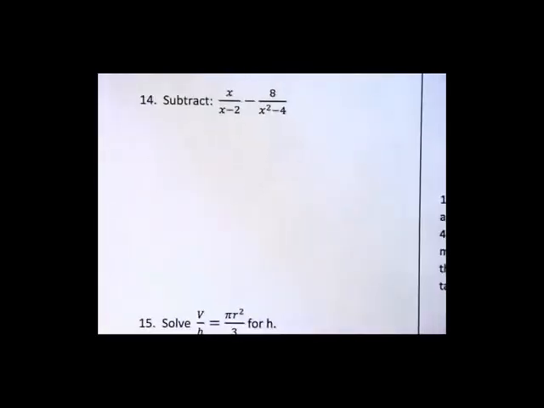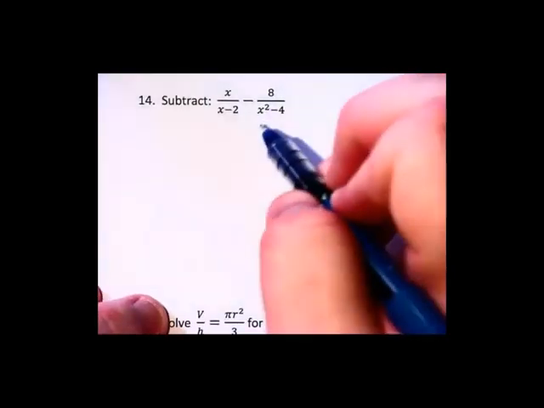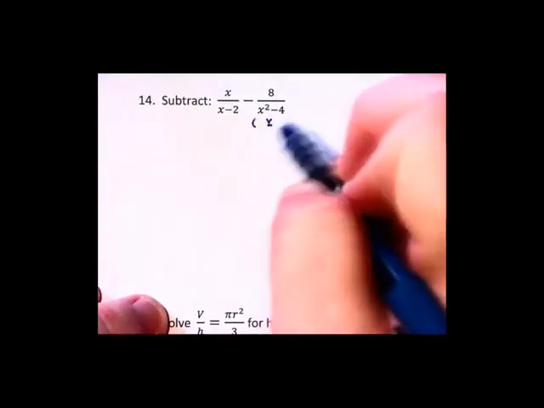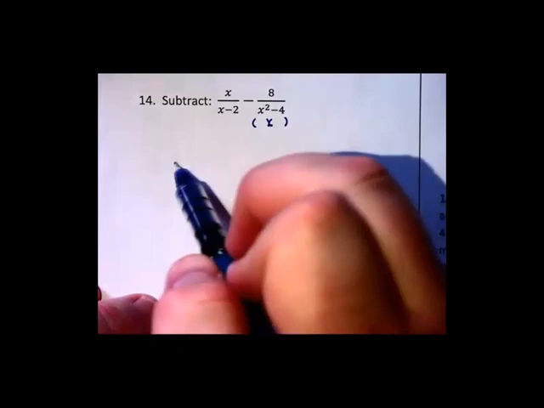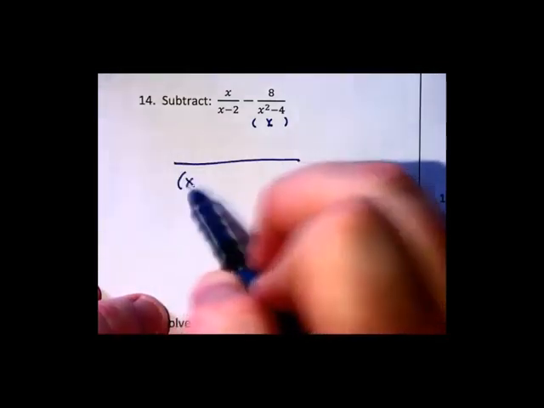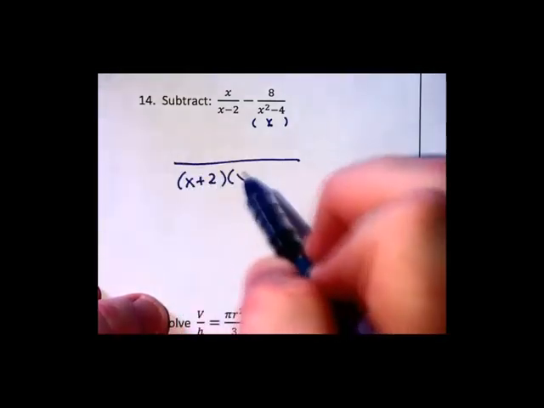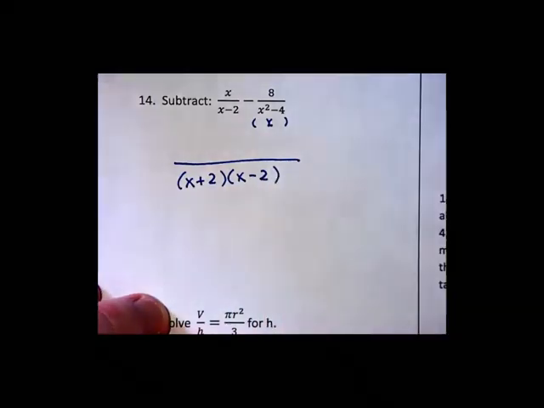Okay, there we go. Subtraction. Again, we need a common denominator, and this one will factor into the difference of two squares. And that difference of two squares, x plus 2 times x minus 2, will end up being the common denominator.